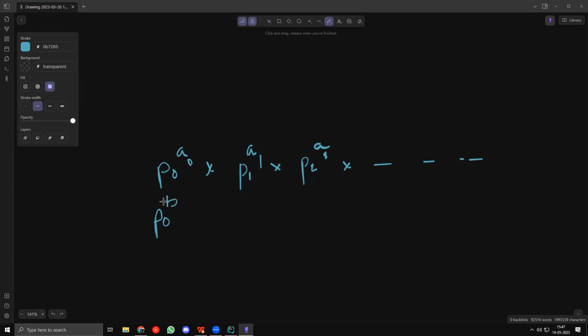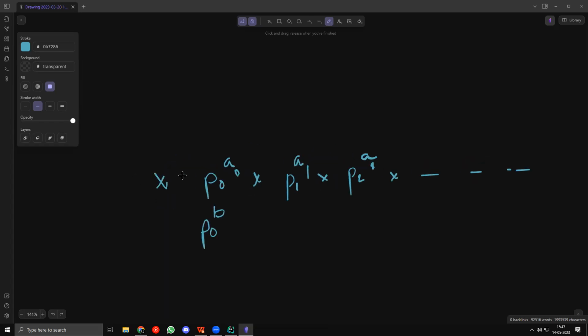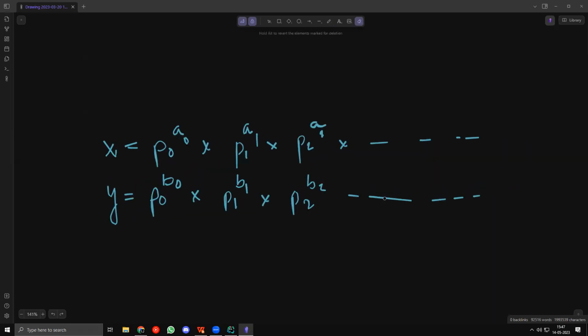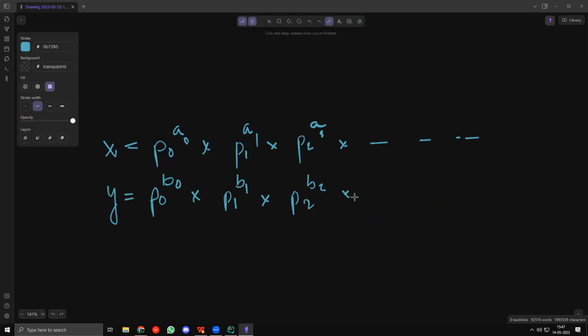Now let me take this as a number X. X is equal to this number. Let me take another number Y equal to P0 power B0 times P1 power B1 into P2 power B2, and so on, right? So these are the same prime numbers, literally the same prime numbers. And now, what is the GCD of these two numbers is what I'm trying to find out, right?